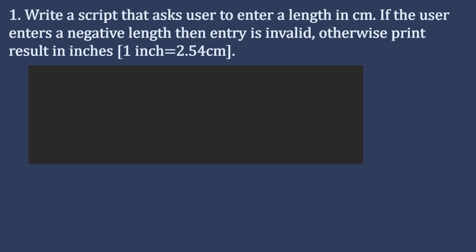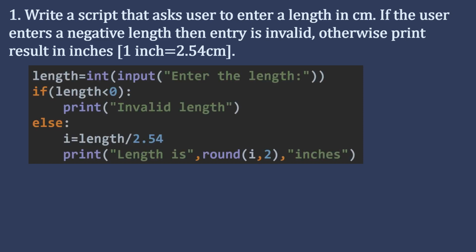to enter a length in centimeter. If the user enters a negative length, then the entry is invalid. Otherwise, print the result in inches, where 1 inch is 2.54 centimeter. So first of all, we will accept the length from the user and store it in a variable, let's say length.